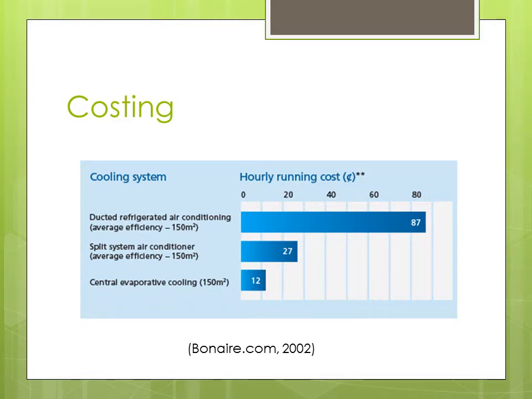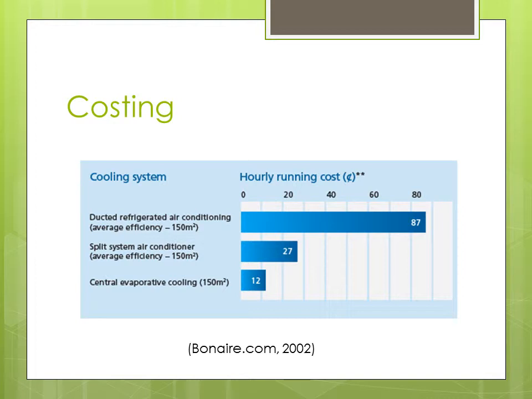Costing. Evaporative cooling systems were initially significantly cheaper to purchase than gas air conditioning systems. While the cost of gas-operated systems has become much more affordable, evaporative cooling systems can suit any home size or budget and are much more affordable to run.